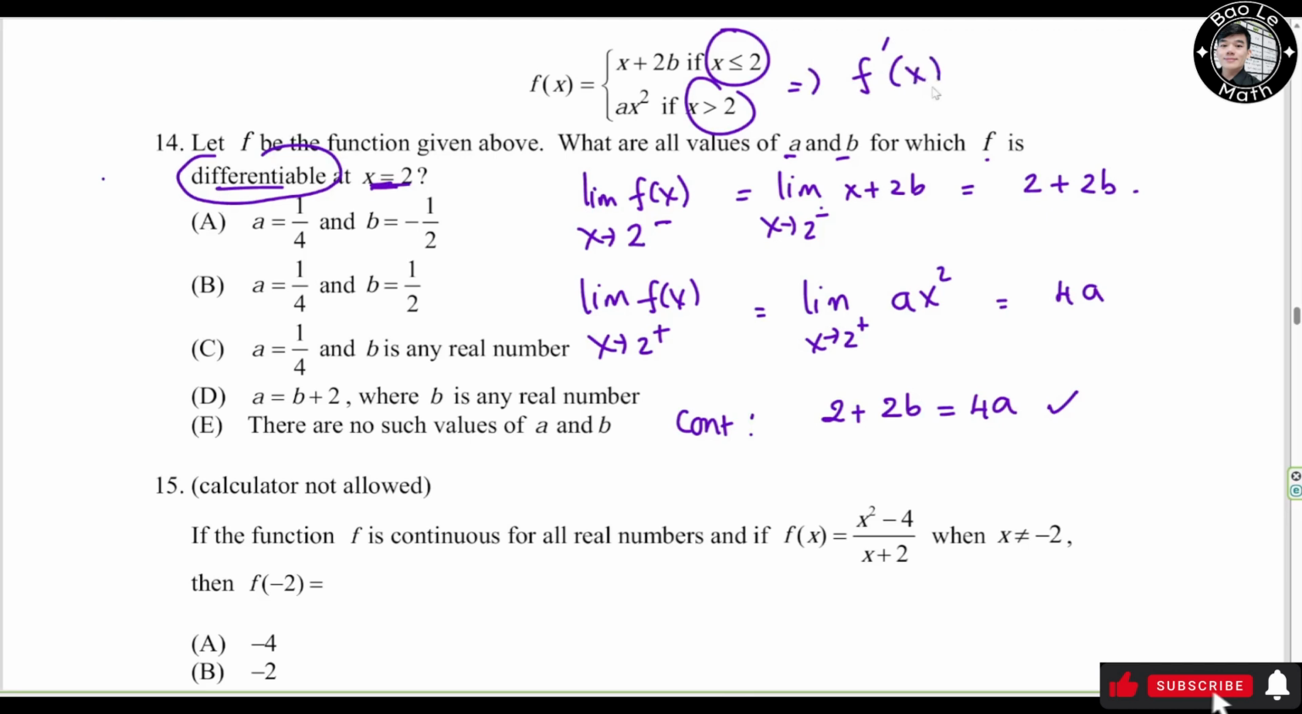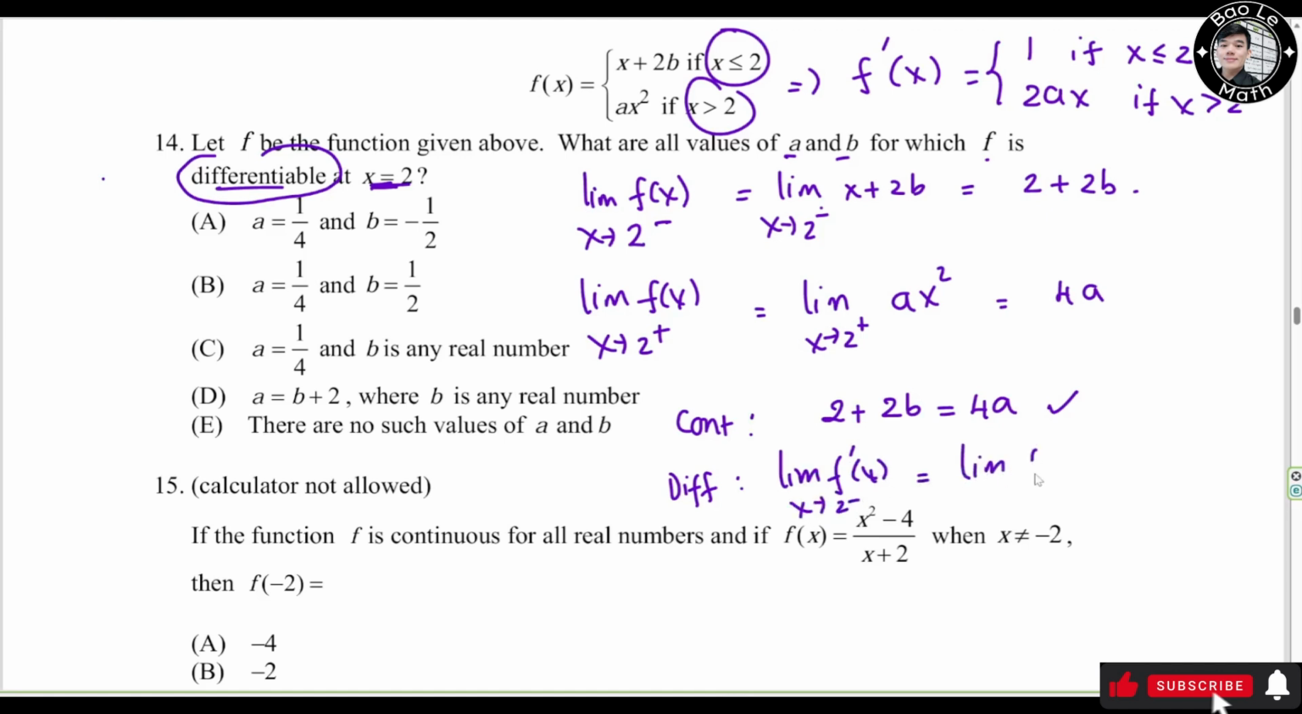So f prime of s equals 1 if s is less than or equal to 2, and 2as if s is greater than 2, right? So in order for the function to be differentiable at s equals 2, we need the limit of the function f prime of s when s approaches 2 minus to equal the limit of the function f prime of s when s approaches 2 plus. So it's going to be 1 equals 2as, but s equals 2, so we have 2a times 2. It's going to be 4a, right?